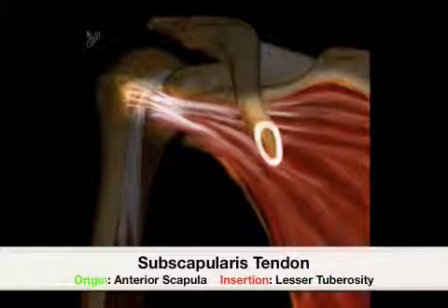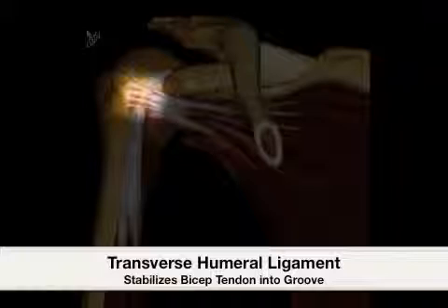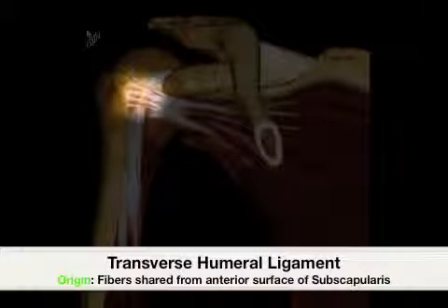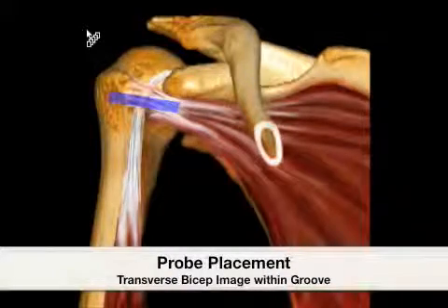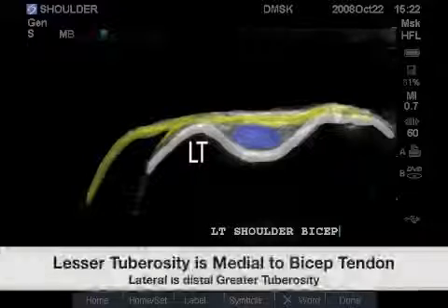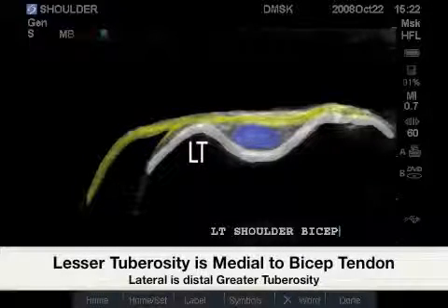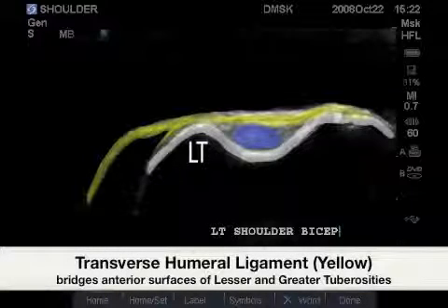Also originating from the anterior surface of the subscapularis is the transverse humeral ligament, which anchors the bicep tendon in place over the bicipital groove. Probe placement for the transverse bicep image begins over the bicipital groove between the greater and lesser tuberosities. Here we have the lesser tuberosity labeled as LT. The bicep tendon is colored blue and the transverse humeral ligament is yellow.